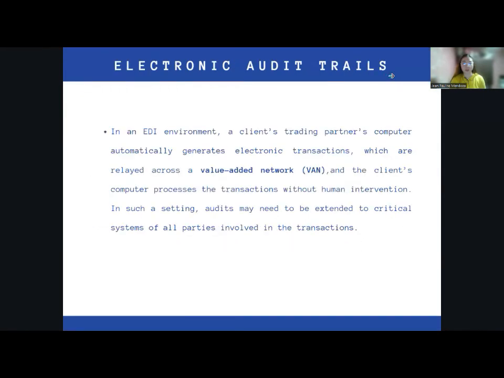So next is electronic audit trails. In an EDI environment, a client's trading partner's computer automatically generates electronic transactions which are relayed across a value-added network, and the client's computer processes the transactions without human intervention. In such a setting, audits may need to be extended to critical systems of all parties involved in the transactions. Validating EDI transactions may involve the client, its trading partners, and the value-added networks that connect them. This could take the form of direct review of the systems or collaboration between the auditors of the trading partners and the value-added networks.